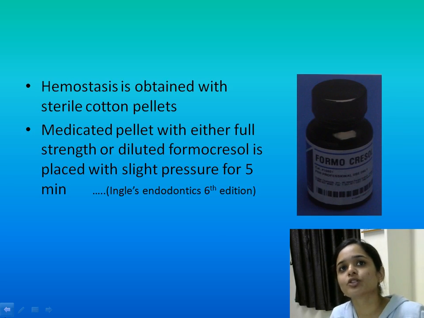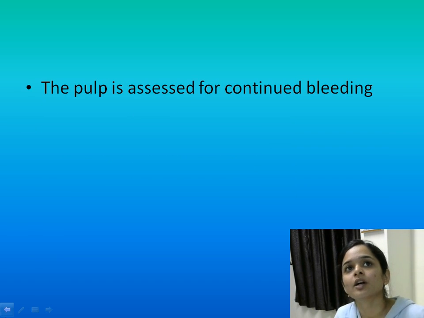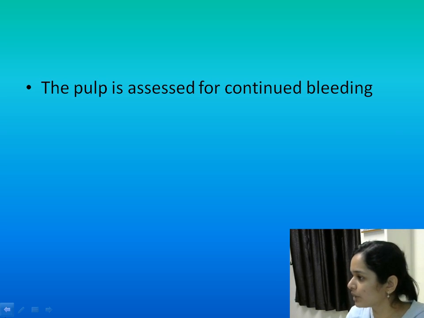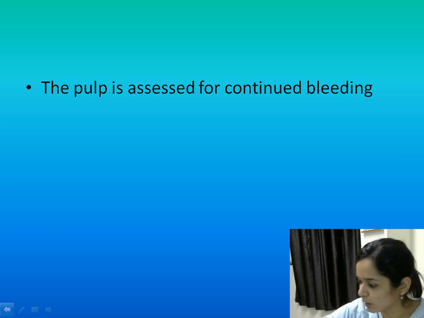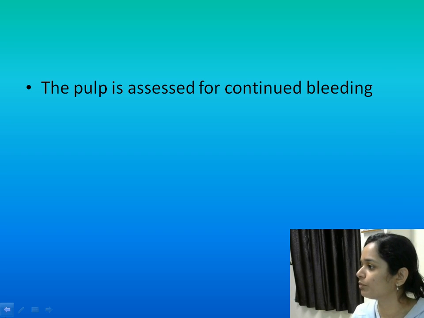Now the Formocresol which we use is either full strength, or what we use in clinical practice is not full strength. We use Buckley's Formocresol. The pulp is assessed for continued bleeding. If bleeding is there, pulpectomy we should do. If bleeding has stopped, you see nice 3 brown spots. In mandibular molars when 3 canals are there, you see nice 3 brown spots which show that the pulp is fixated. There is no oozing of blood. The chamber looks all clean.